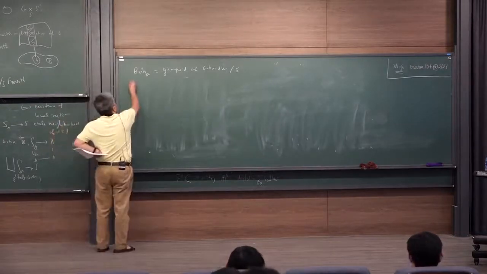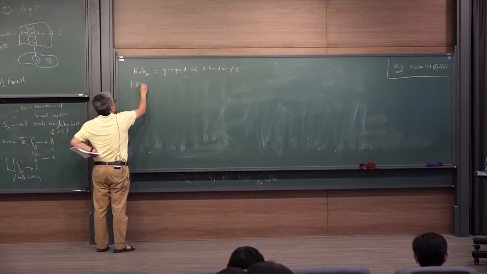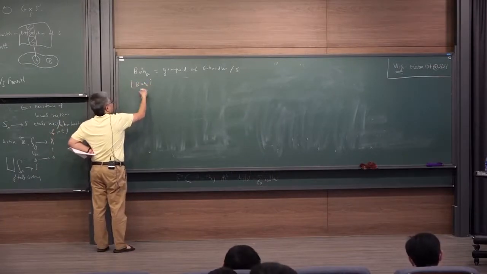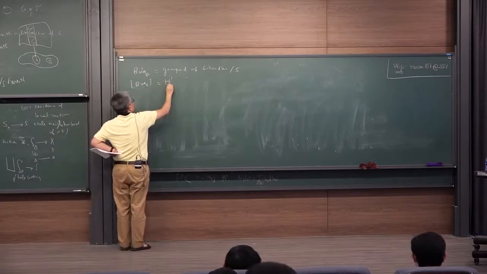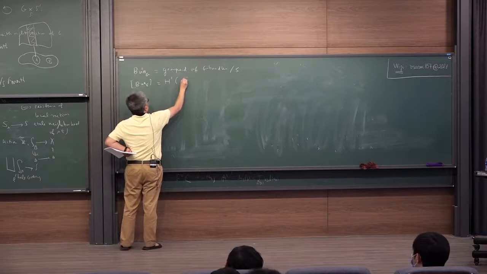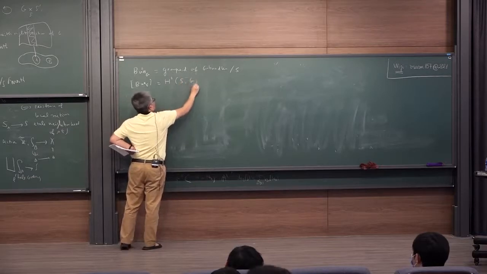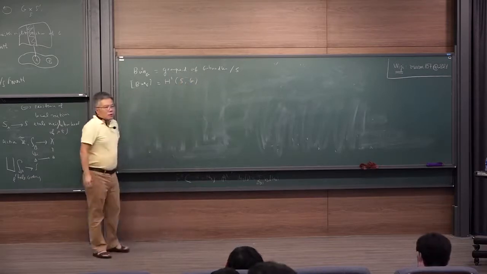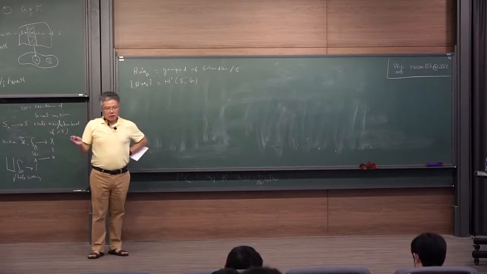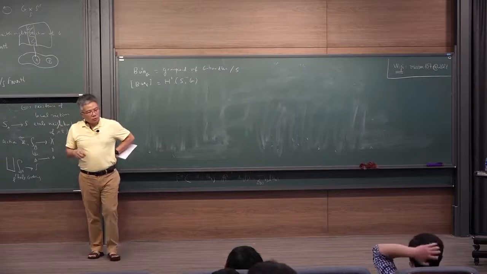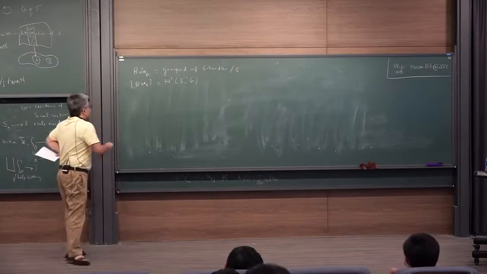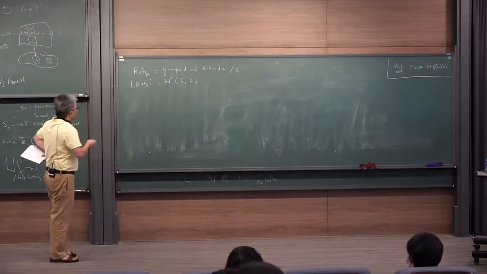And you can look at this bundle. The center isomorphism class, you can write as H1 of S. This defines the set in any scheme, any group scheme. So why is this group correct?